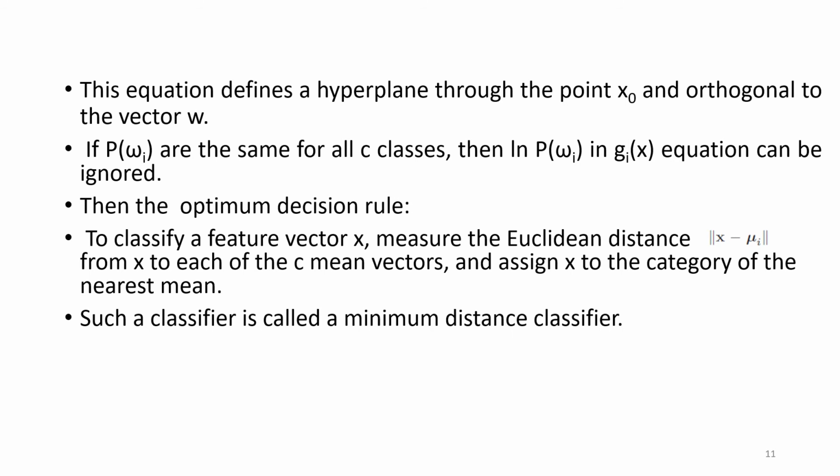If P of omega_i are the same for all C classes, then log P of omega_i in the g_i(x) equation can be ignored. Then the optimum decision rule will be to classify a feature vector x: measure the Euclidean distance norm of x minus mu_i from x to each of the C mean vectors and assign x to the category of the nearest mean. Such a classifier is called a minimum distance classifier.